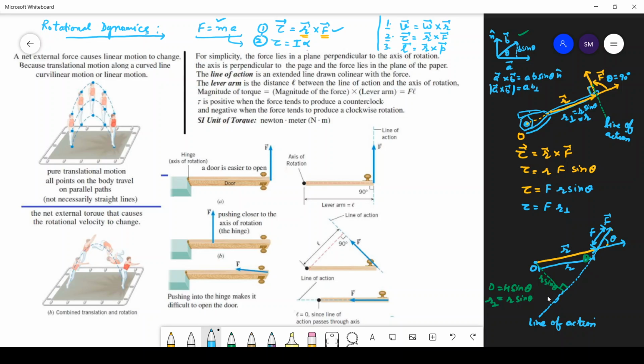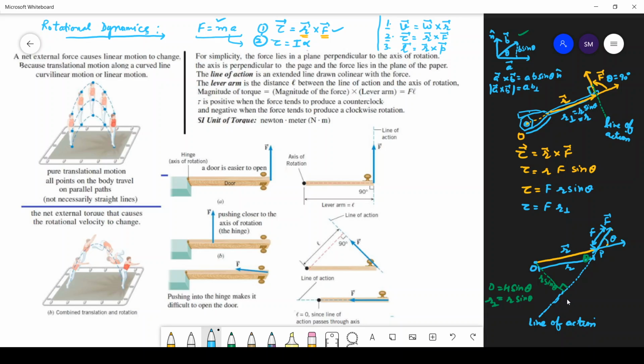Okay, so that is your r sine theta. So you need to take the perpendicular distance. See, this is also a distance O, and this is suppose point P. So OP is also the distance between line of action and origin, but this is not the perpendicular distance. This is the perpendicular distance, which is your O.